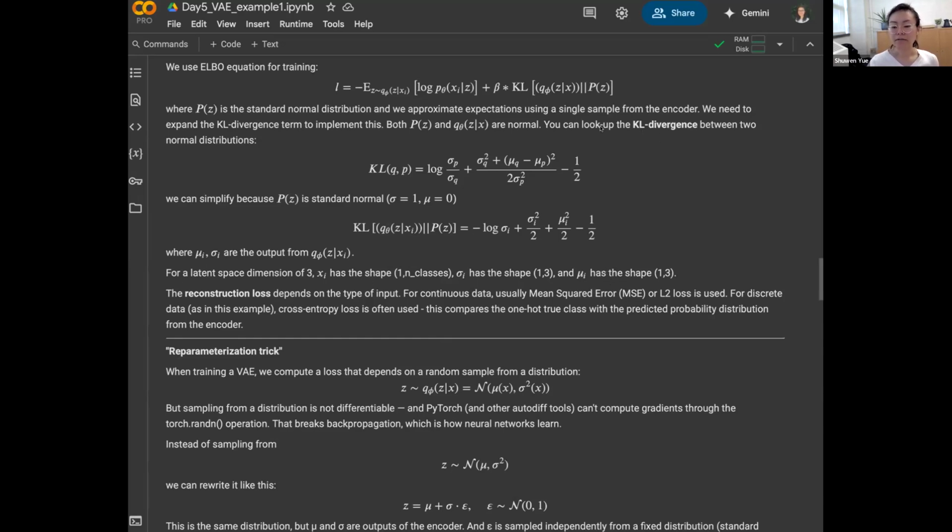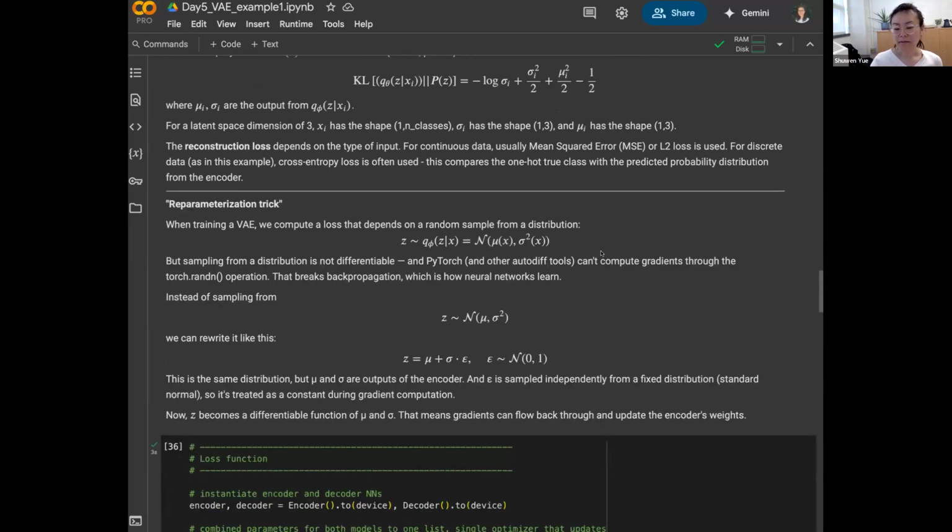Then the other thing is your reconstruction loss. For continuous data, we usually use MSE, just a regular L2, and we'll use that in the second example. But here, because we have discrete data, we're going to use cross entropy loss, which is most commonly used for categorical types of data. Basically, you have this one-hot encoding and the predicted probability distribution, and it compares those and gets you an error.